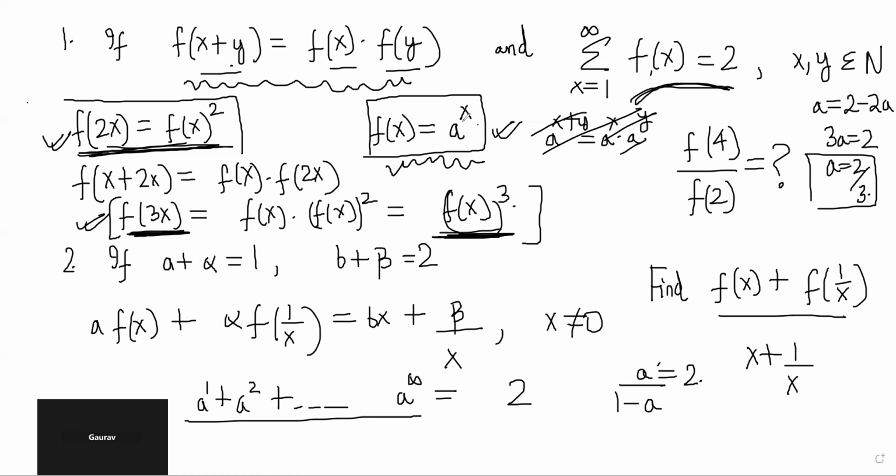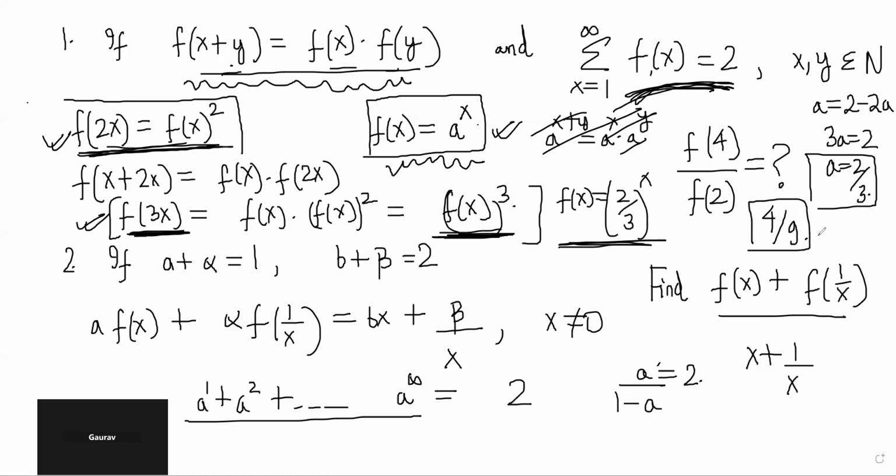So we are getting (2/3)^x as our candidate function, right? Which fits this condition also and it fits this condition also. Now the answer will be (2/3)^4 by (2/3)^2, which is basically (2/3)^2, which is 4 by 9, right? Yes.